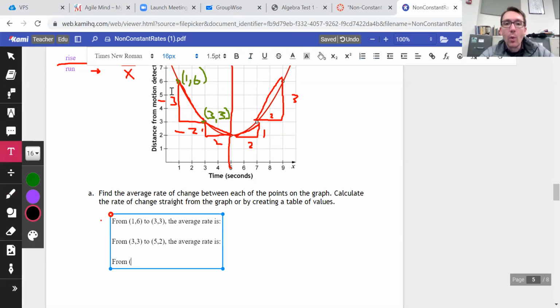So I'm making my 1, 2, 3, 4 points here. My 4 sections between those 5 points, technically. 5, 2, 7, 3.